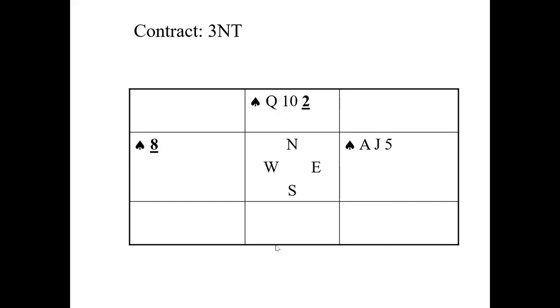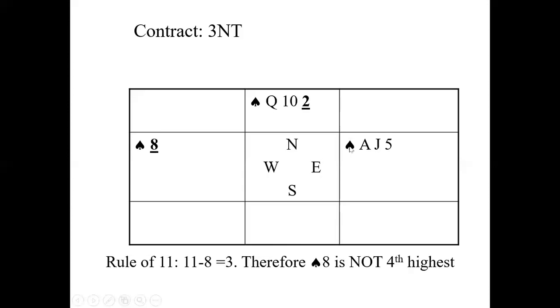And you can also use this same rule in some situations like this to determine if this is your partner's 4th highest. Now, if this were your partner's 4th highest, what you would do is take the number of the card they've led, 8 from 11, and that would suggest that there are 3 cards higher than the 8 in the other 3 hands. But you, as East, can see that's not the case, because you can already see 4 cards higher than your partner's 8. You can see the Queen 10, and you've got the Ace Jack.